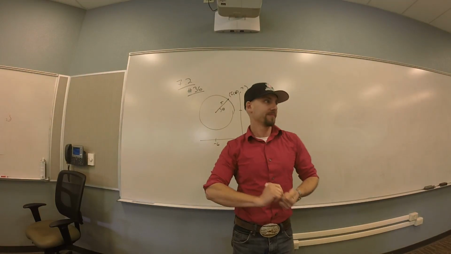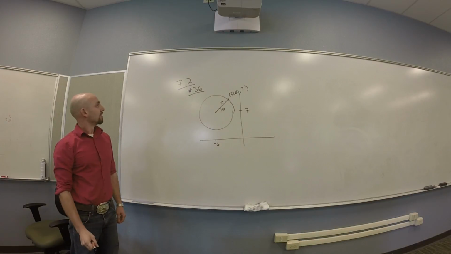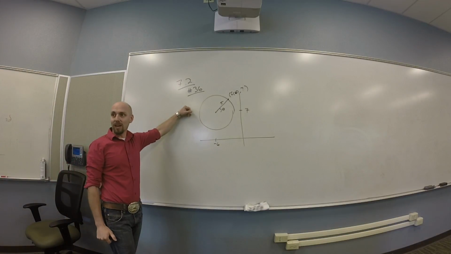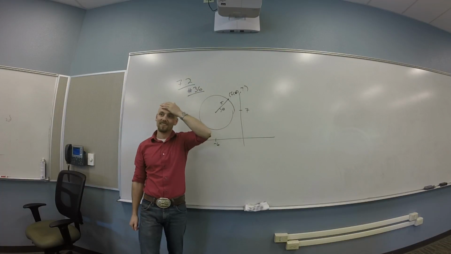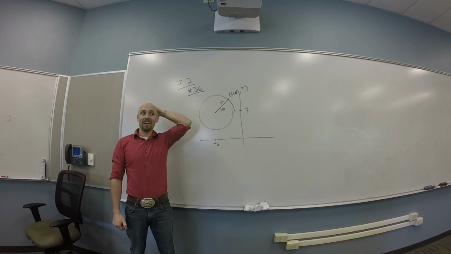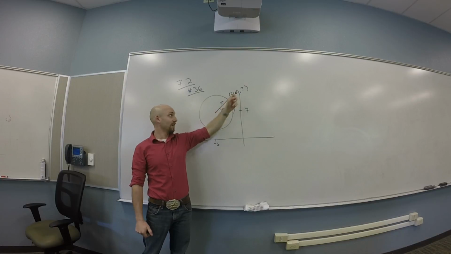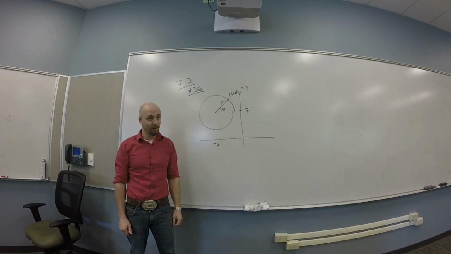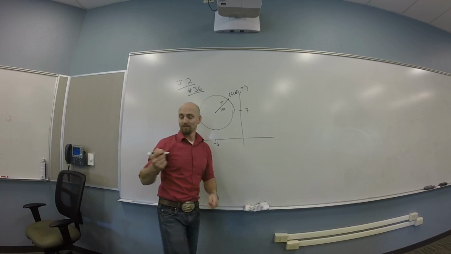Should we try this? So let's try 7.2, number 36. What they're telling us is that we have a circle of radius 5 centered at -6, 7, and f of theta is the x coordinate. And I'm supposed to give some kind of formula for f?